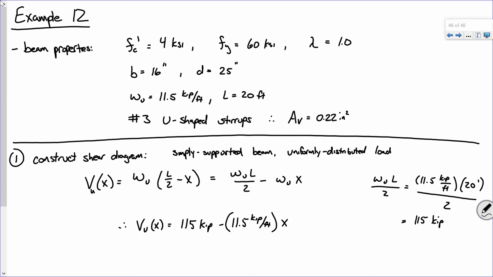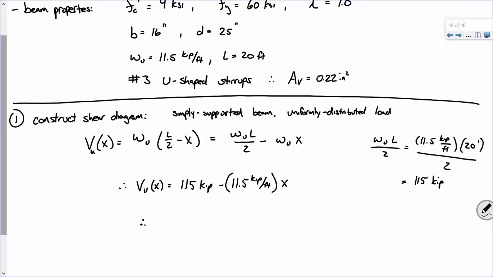Now, if I was trying to solve for X, I know this might seem a little silly right now, but just bear with me. Could I solve for X by saying X equals 115 kips minus Vu, divided by 11.5? In other words, basically what I did is add this over here and then subtract the Vu. So I got 11.5 kips per foot times X equals 115 minus that, then divide by the 11.5. Is that all right? Everybody okay with that?